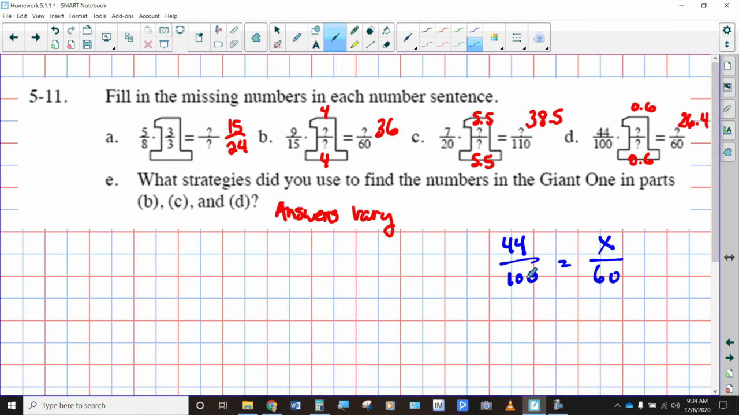I would, because I mean, you can. It's not a problem doing it. What do you multiply times 100 to give you 60? It's a decimal number, 0.6. So multiply 0.6 times that. I just would feel more comfortable doing cross multiplication.